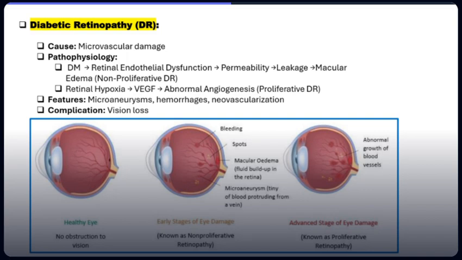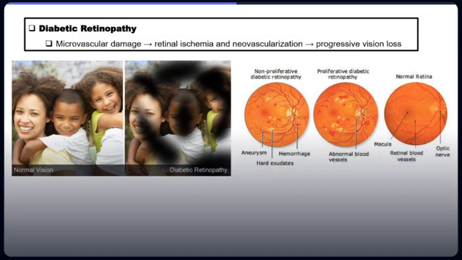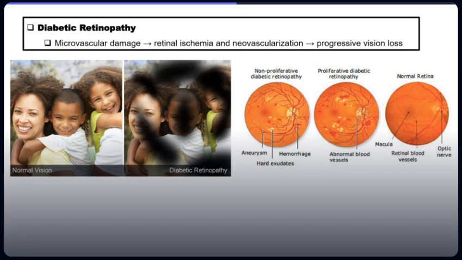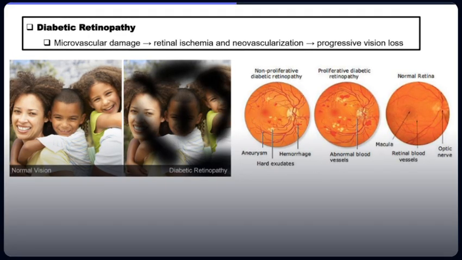This catastrophic outcome occurs because the newly formed vessels lack structural integrity, leading to the massive hemorrhaging and tractional forces that destroy the delicate neurosensory architecture. Observe the pathological progression from the baseline normal retina to the catastrophic architectural failure of proliferative disease.